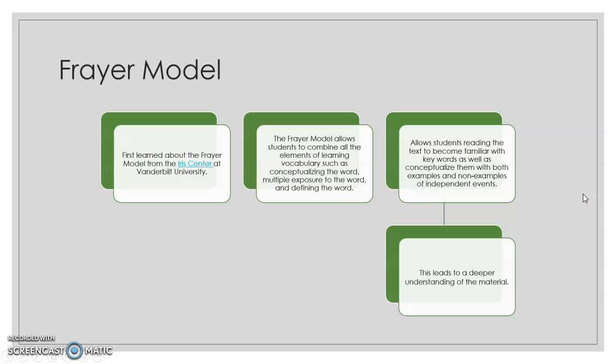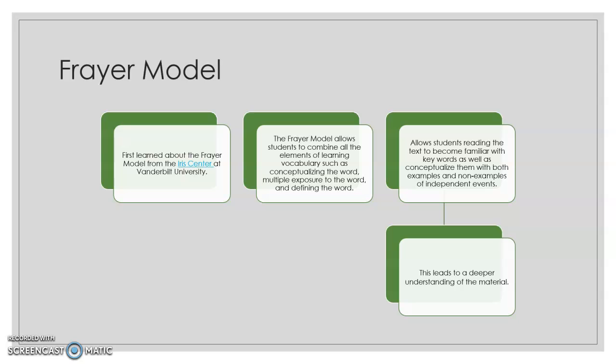A little about the Frayer model. I first learned about the Frayer model from the Iris Center at Vanderbilt University. They have some great resources there. And it allows students to combine all the elements of learning, such as the conceptualization, defining the word, getting examples, non-examples, and exposure to the word itself.